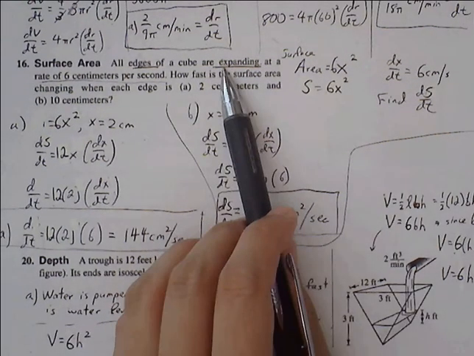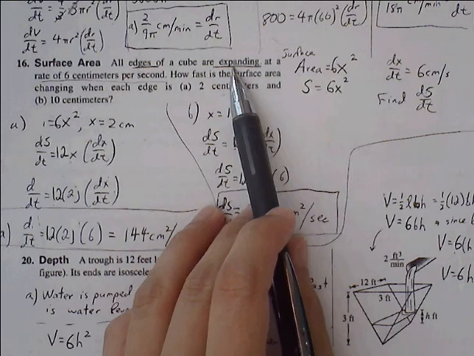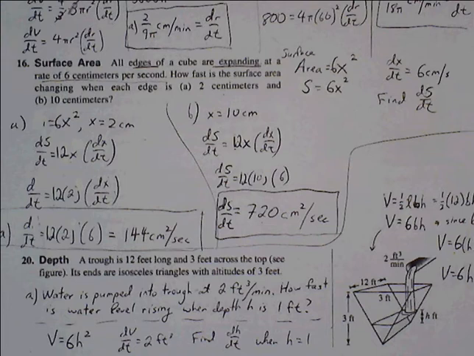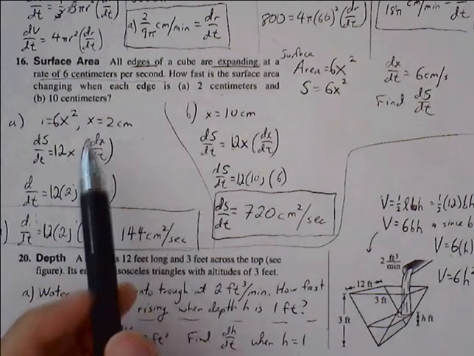Again, we see some descriptive words to help us decide between positive or negative rates, right? If we see decreasing or shrinking, we know that's going to be a negative rate. But if we see expanding, or any value that tells us is increasing or getting larger, we know we're going to be using a positive rate. So let's go ahead and find the derivative.